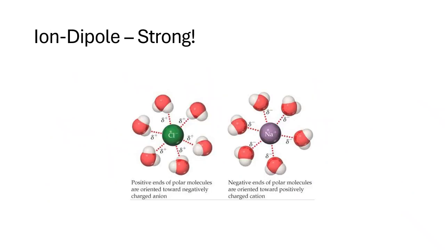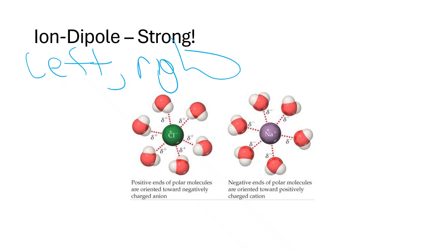So lastly, here we have the strongest of them, and that is ion dipole. That's only if an ionic compound dissolves in water. Ionic, remember, is between the left and right, or metal and non-metal, and not just water, but if it dissolves in any sort of polar compound.